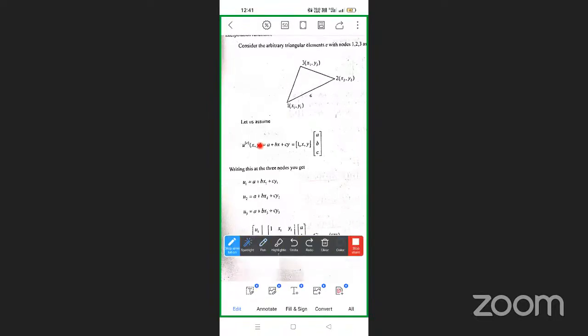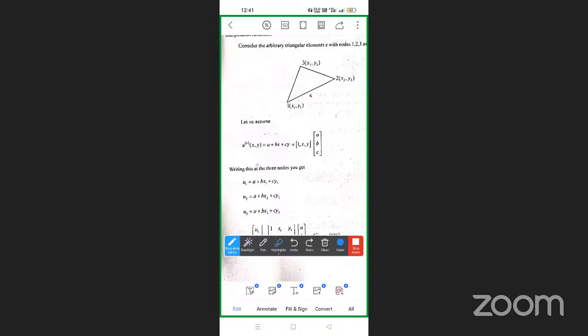So this is the common equation for all nodes. We can write it for each and every node. In the first node, u1 is equal to a plus b x1 plus c y1. Next, the second node, u2 is a plus b x2 plus c y2. Similarly, the third node, u3 is equal to a plus b x3 plus c y3.